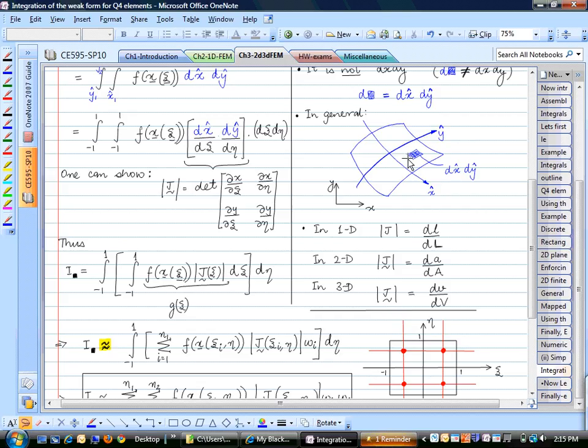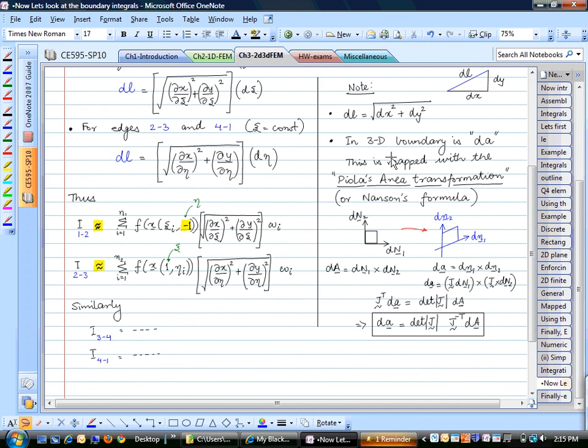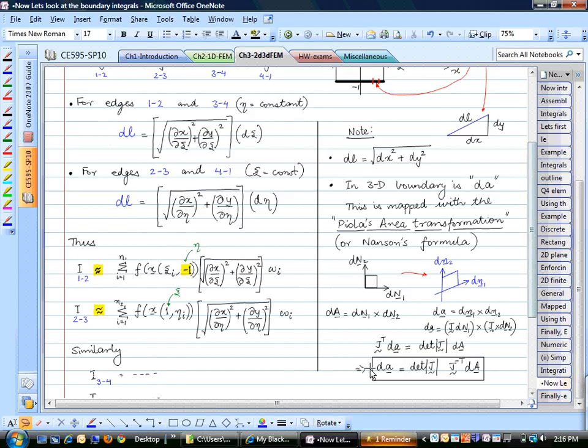So if it is one dimension, your j or the determinant of j is relating your size of the domain. The same thing happens in 2 dimensions and in 3 dimensions. We also know how to calculate the rate of change of area. So does anybody remember this Piola area transformation rule? If you have a 3-dimensional body, and if you deform it, the surface area of that body will change, and that relationship is given by this Piola transformation.